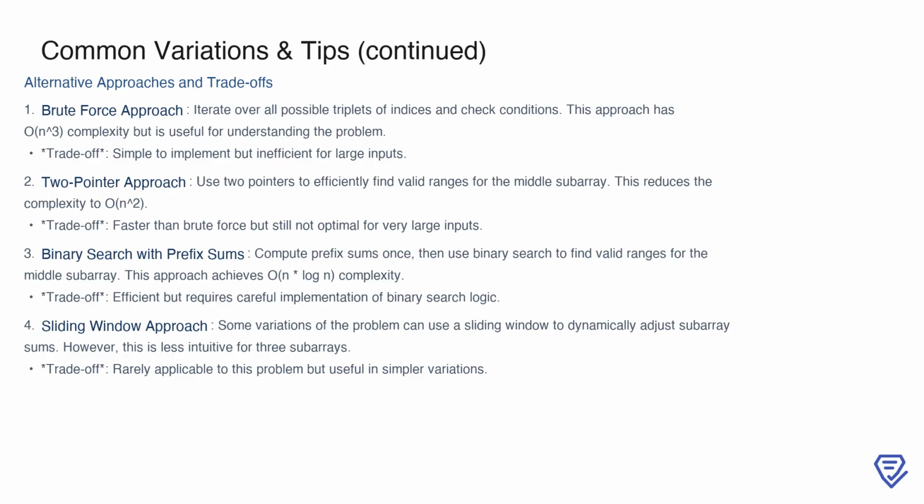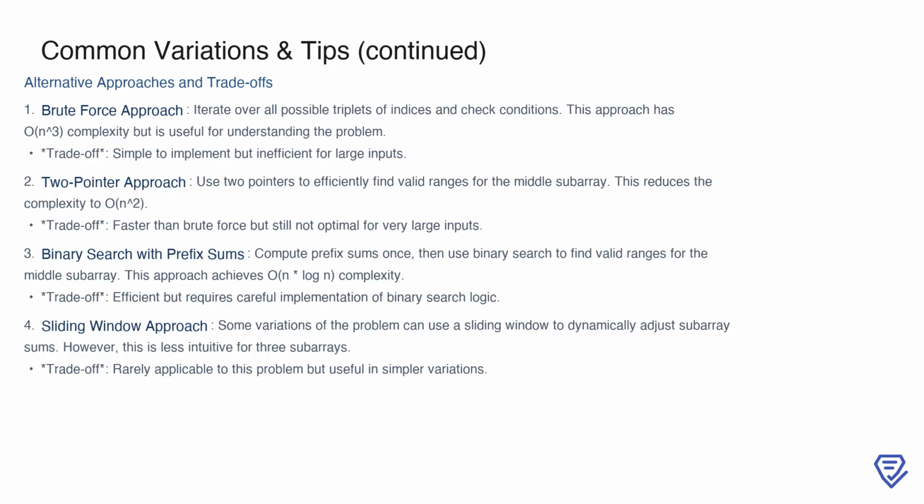The brute force approach involves iterating over all possible triplets of indices and checking the conditions for valid splits. While this is straightforward to implement, it has a time complexity of O(n^3), making it impractical for large inputs. A more efficient option is the two-pointer approach, which uses two pointers to find valid ranges for the middle subarray. This method reduces the complexity to O(n^2), making it faster than brute force, though still not optimal for very large datasets.